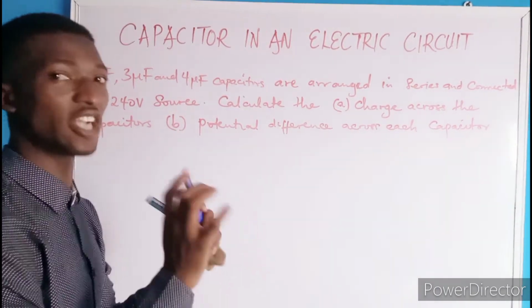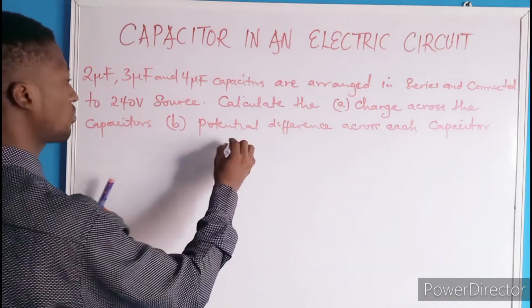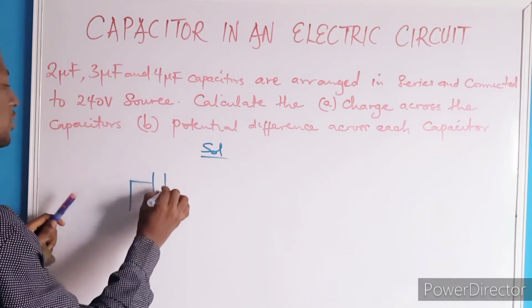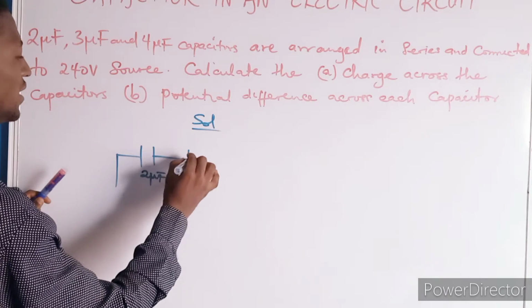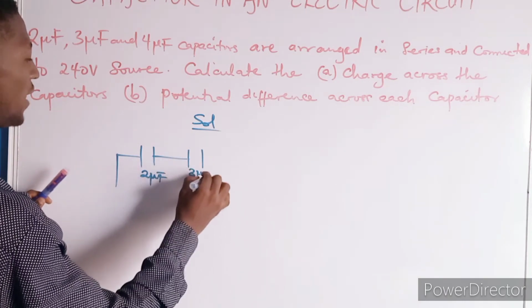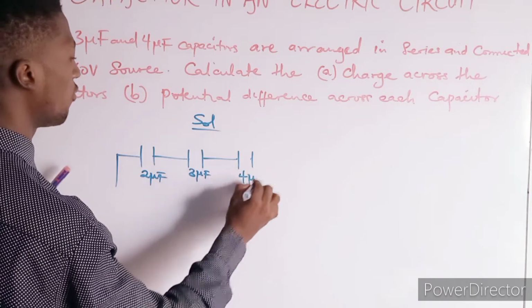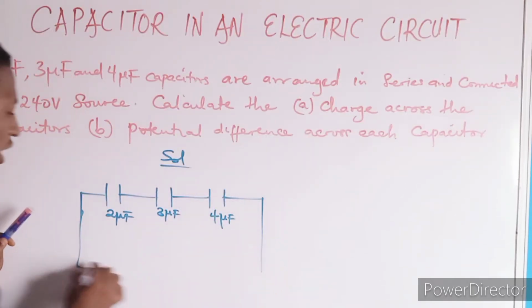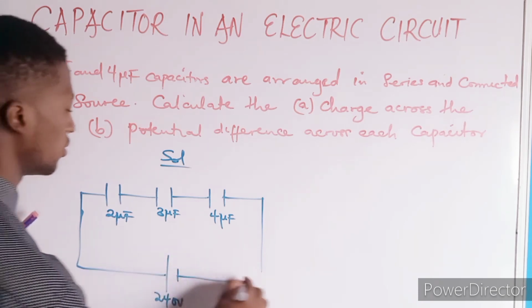Potential difference across each capacitor. Now let's take this for instance. Let's solve this. We have that the first one is 2 microfarad, the second one is 3 microfarad, and the third one is a 4 microfarad capacitor. They are all arranged in series and connected to a 240 volt source.